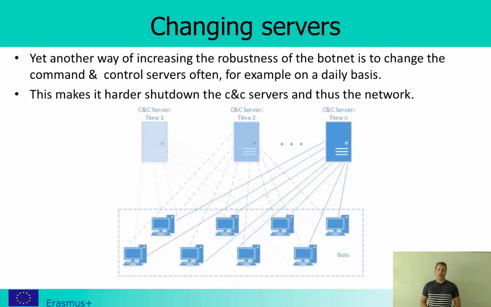Another model is with changing servers, which really increases the robustness of the botnet, since you might have one server in one minute, the minute after you switch to another server, the minute after to another server, and so on. So you're always changing the servers that you're communicating with. This is a more difficult architecture to implement, because you always need to contact new servers, but it makes it a lot harder to shut down the servers and the network.